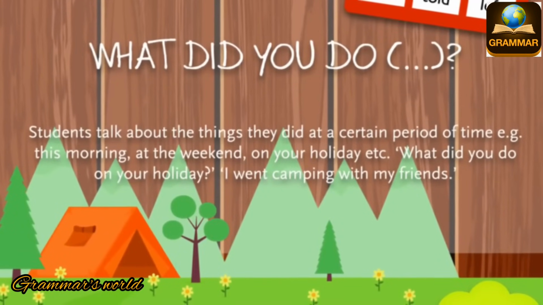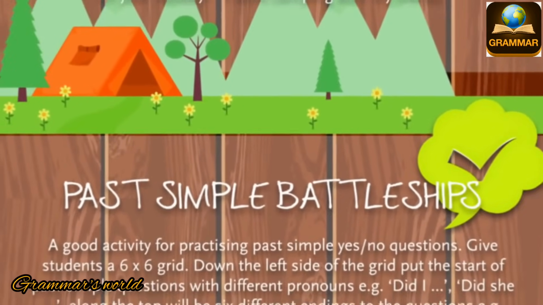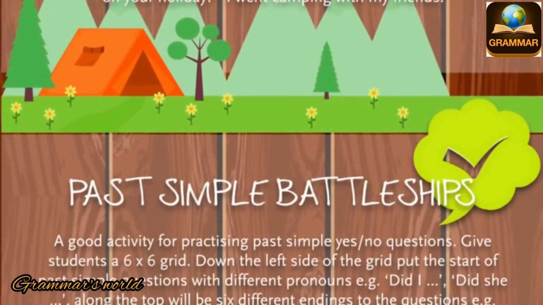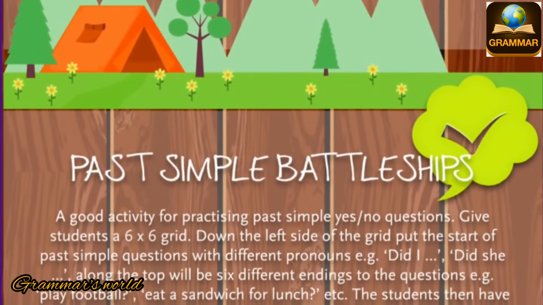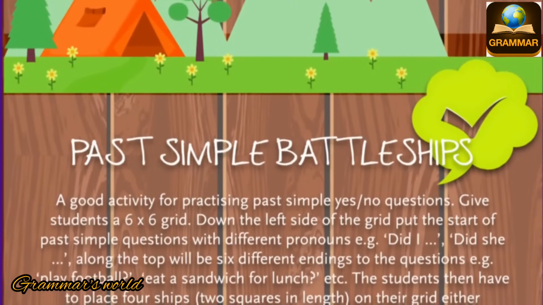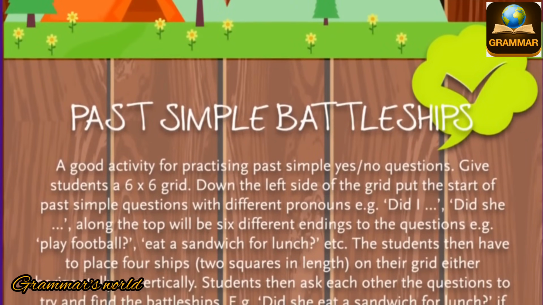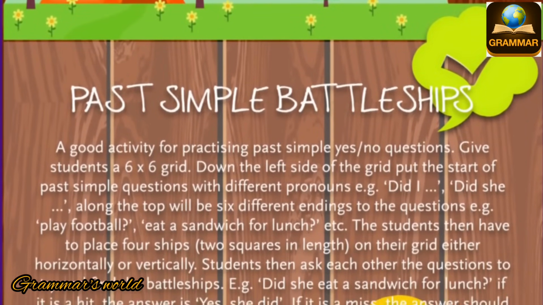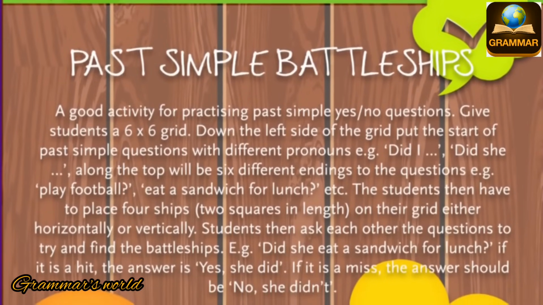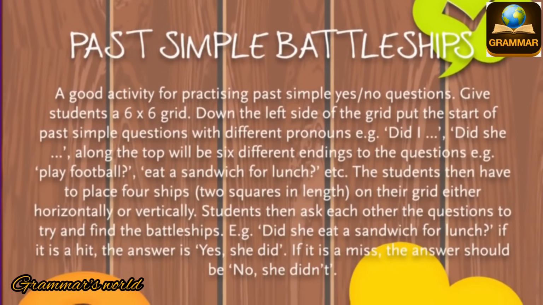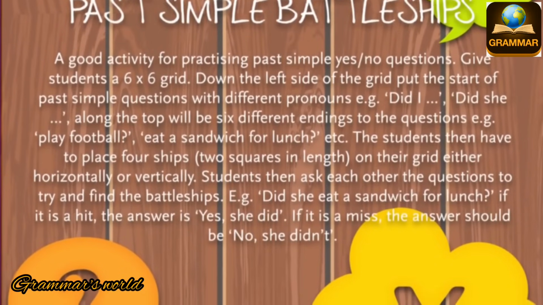Now I discuss simple past battleships. A good activity for practicing past simple yes/no questions. Give students a 6x6 grid. Down the left side of the grid, put the start of past simple questions with different pronouns: did I, did she. Along the top will be 6 different endings to the questions: play football, eat a sandwich for lunch. The students then have to place 4 ships, 2 squares in length, on their grid either horizontally or vertically. Students then ask each other the questions to try and find the battleships.